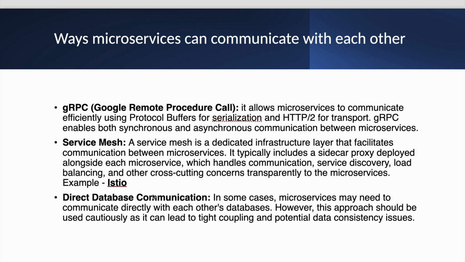Then next is direct database communication. In some cases, though it's not recommended, microservices may need to communicate directly with each other's database. However, this approach should be used cautiously. It can lead to tight coupling or potential data consistency issues. So these are ways that the microservices can communicate with each other.